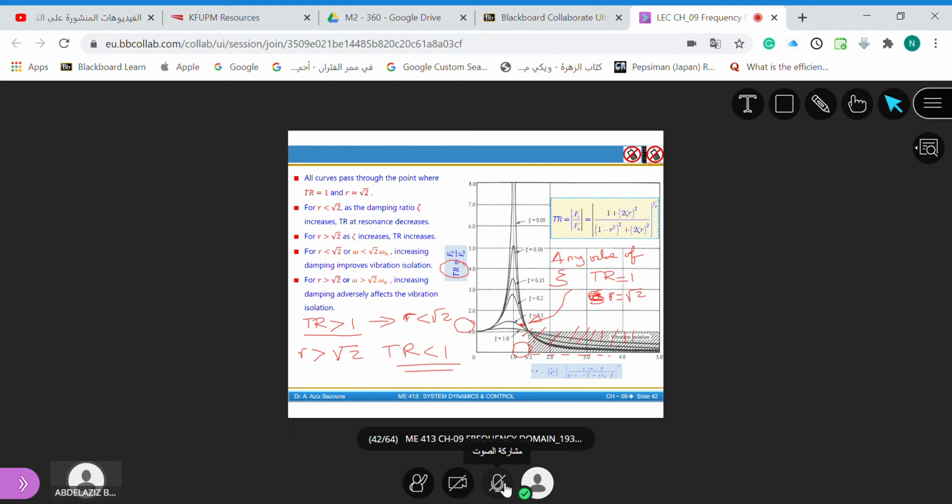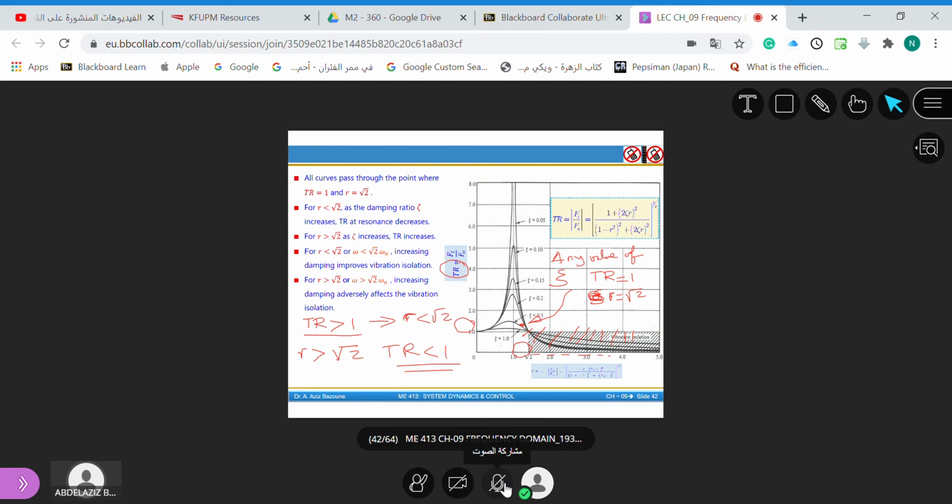As long as the frequency ratio is greater than square root of 2, you will have reduction. The output amplitude will be amplified, greater than the input amplitude, when the frequency ratio R is less than square root of 2. So the whole point is at square root of 2. When this frequency ratio is greater than square root of 2, you will have isolation, and the amplitude of the output vibration will be smaller than the amplitude of the input.